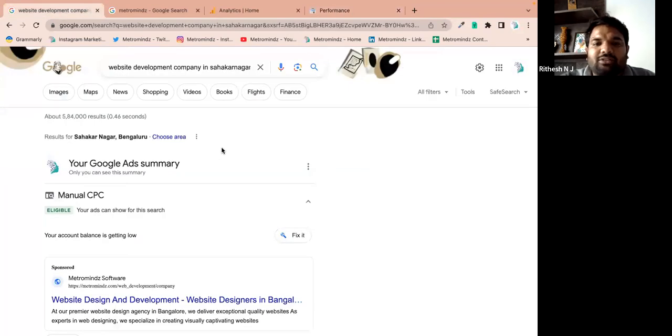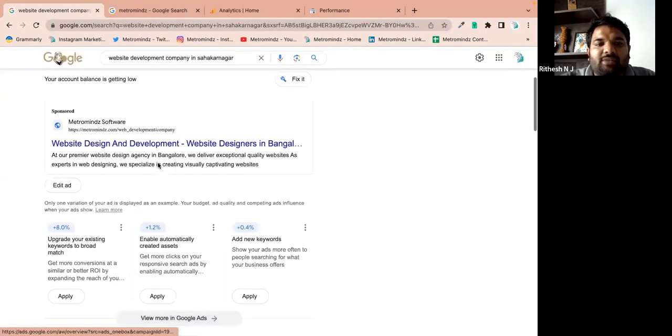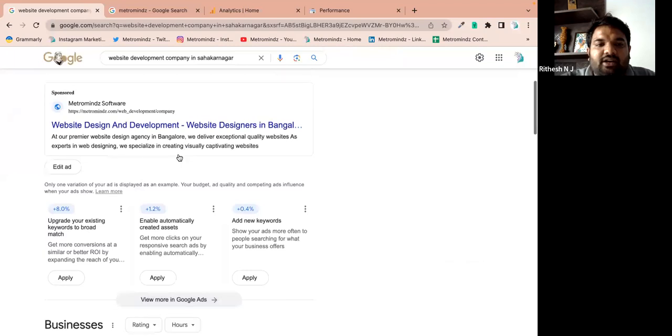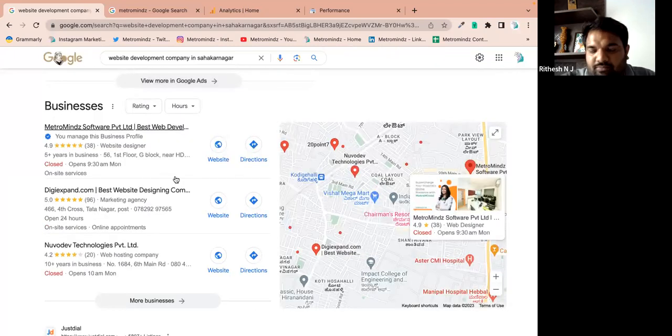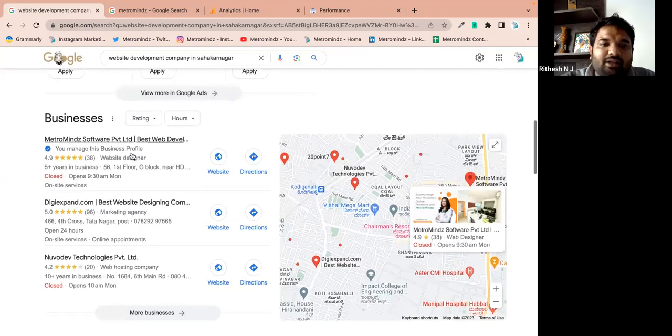Here I'm not taking any example of a doctor, but our company itself. If I'm searching for a website development company in Sakarnagar, I would see my page, my website, and also my profile on the Google Map. That is what I'm telling you. If people are searching for anything relevant to whatever we are doing, we would want to place ourselves on the first page.